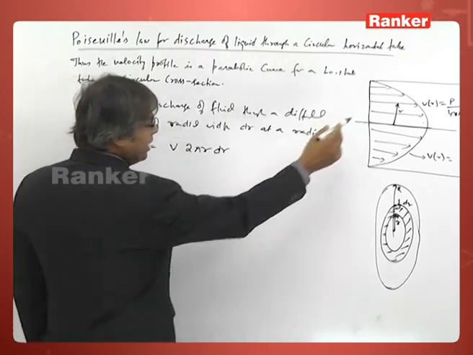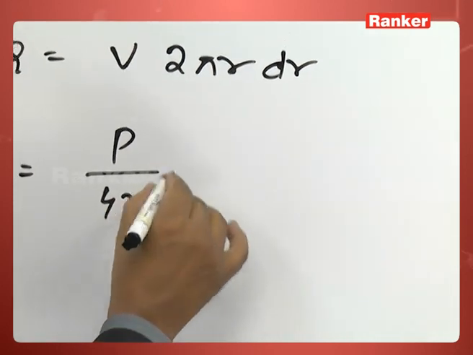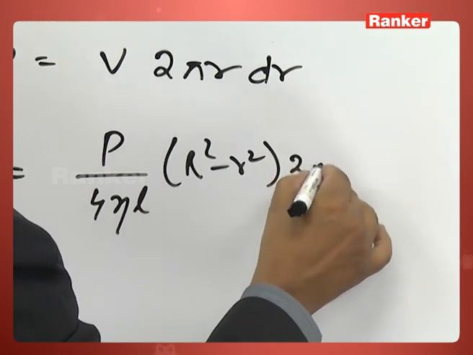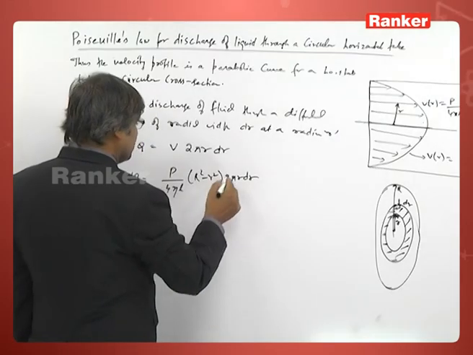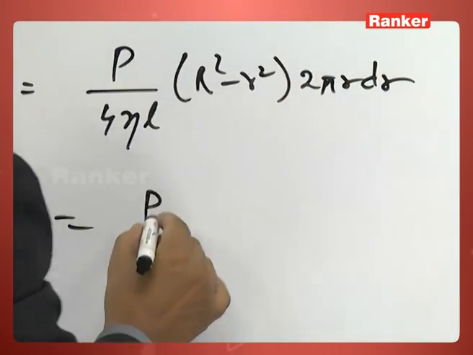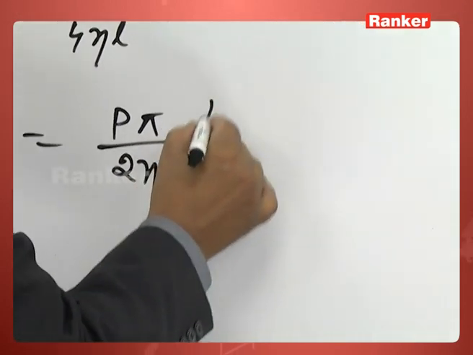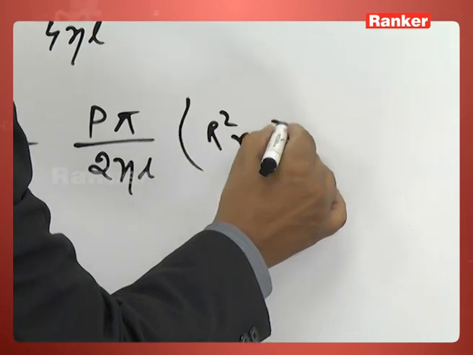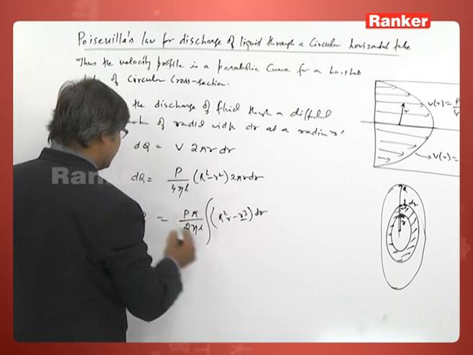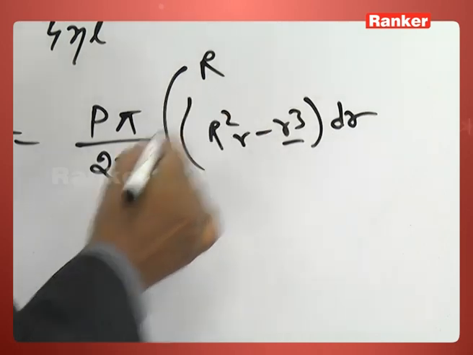So, this V we will substitute from the velocity profile expression, P by 4 eta L, (R square minus r square), into 2 pi r dr. So, here dQ is equal to P pi by 2 eta L, (R square r minus r cube) dr. So, now let us integrate it with the limits r varies from 0 to R.